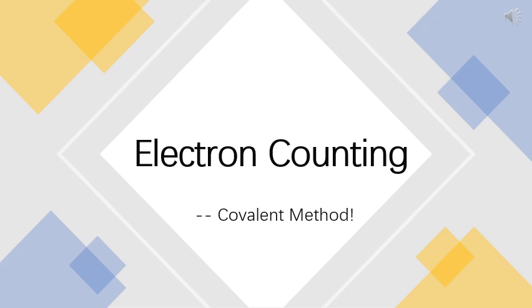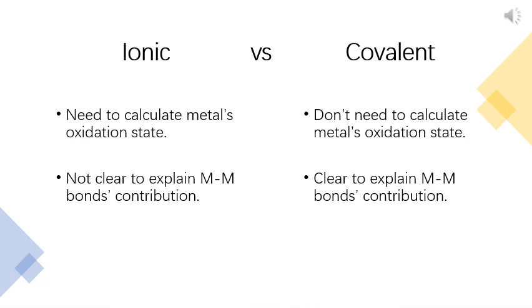Hello everyone. As you know, electron counting is very important in our analysis of transition metal complexes and in your final exam. So today I want to introduce the method you learned before, named the ionic method, because you need to figure out the oxidation state for your metal centers at first, and consider your metal and some ligands as ions.